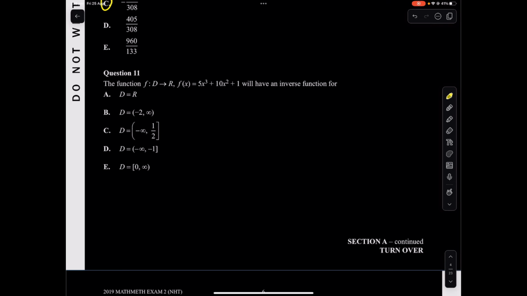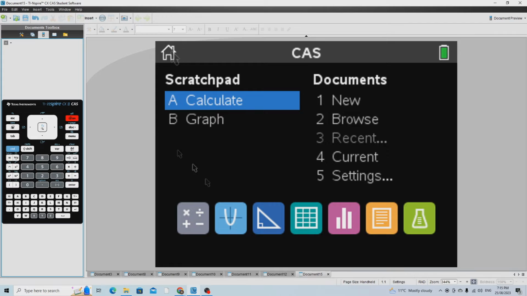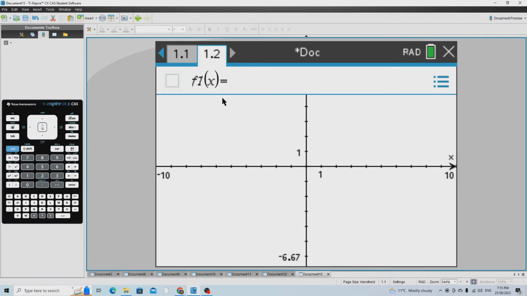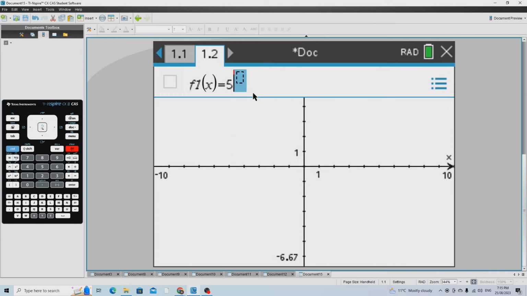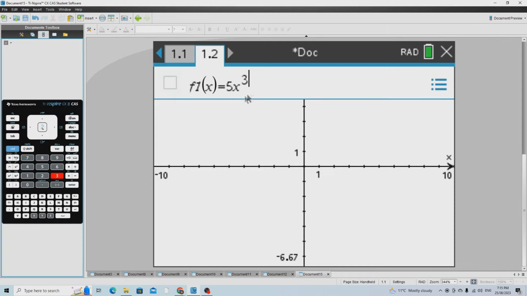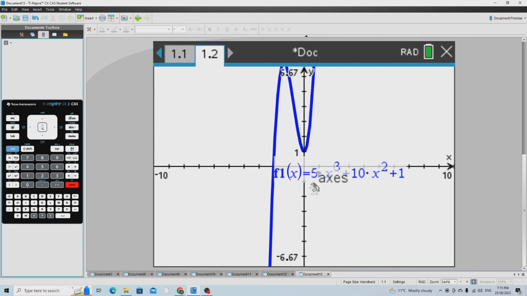The function f of x is given, and it will have an inverse, a very typical question. So just graph it and see which domain of the options will give you a 1-to-1 function. So 5x to the power of 3, oops, x to the power of 3 plus 10x squared plus 1. Okay, what can we see?